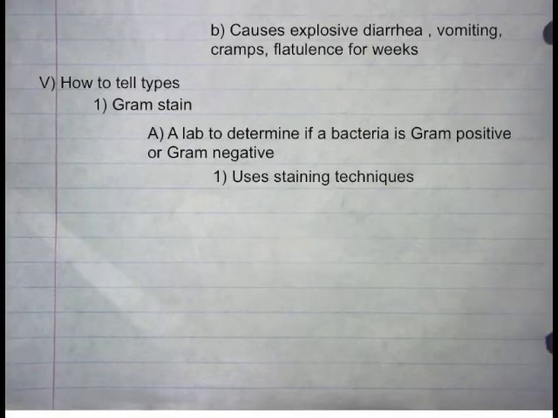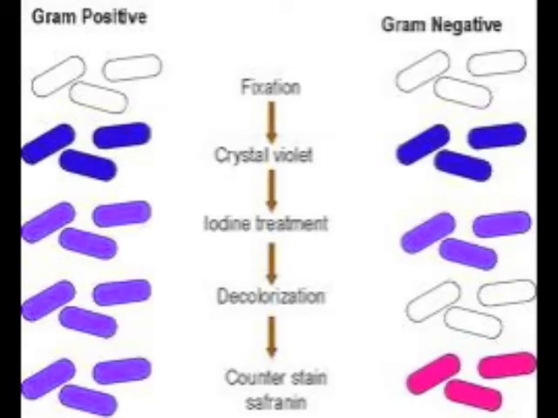How to tell the types: a gram stain. A lab determines if a bacteria is gram-positive or gram-negative using staining techniques. Using a gram stain, you can determine if a bacteria is gram-positive or gram-negative, as peptidoglycan will hold on to a dye and not release it, and gram-negatives will lose it. This technique is very common in microbial practice.